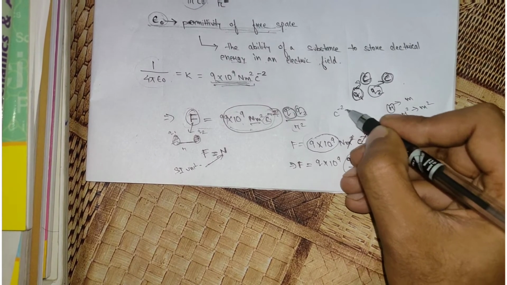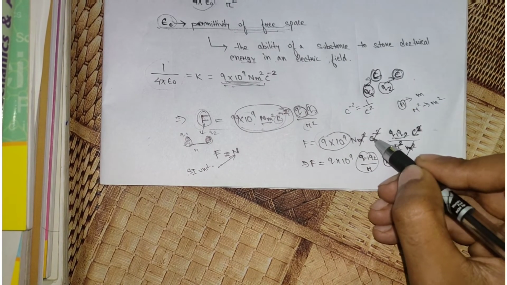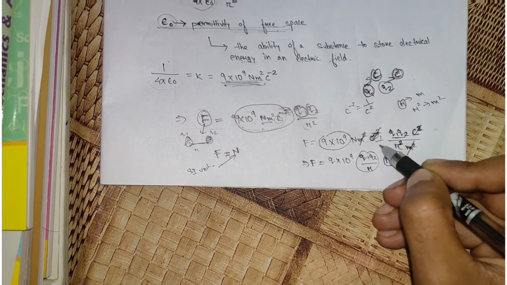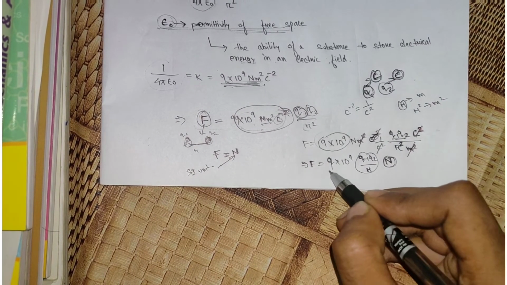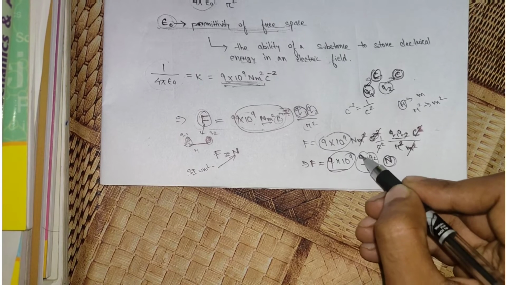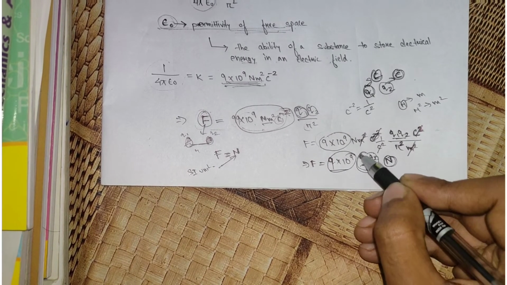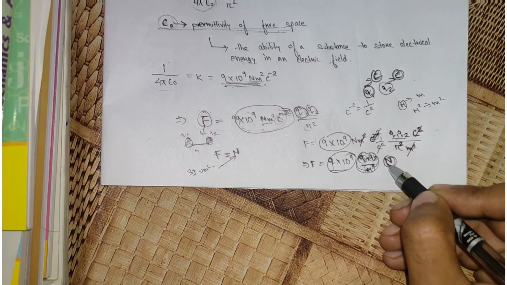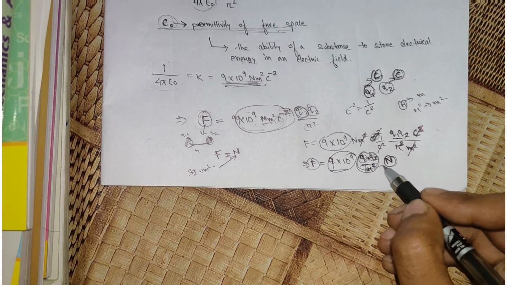What does C to the power minus 2 actually mean? It's nothing but 1 by C square. So here is 1 by C square. This and this cancel out, and we get 9 into 10 to the power 9, which is a constant, times q1 q2 by R squared. We put the magnitudes here, and then we'll get a Newton, which is the SI unit of force.